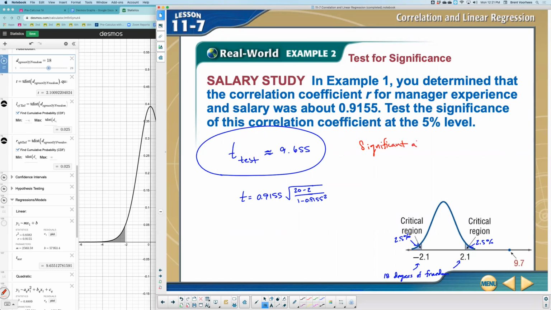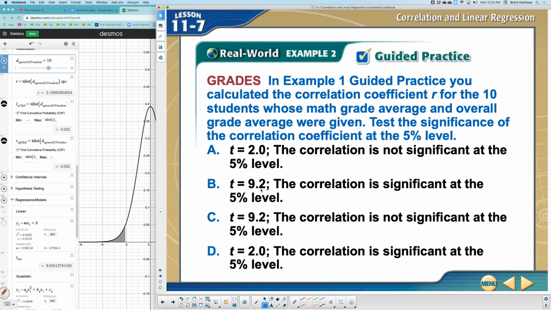Significant at the 5% level. And I should say since the t-test is greater than 2.1, the correlation is significant at the 5% level. Okay, so now when you go through this one, if your value falls within the critical region, it is significant. And if it's not in the critical region, then it's not significant.